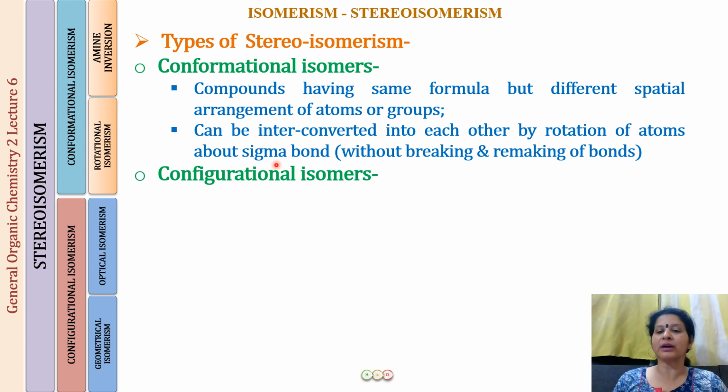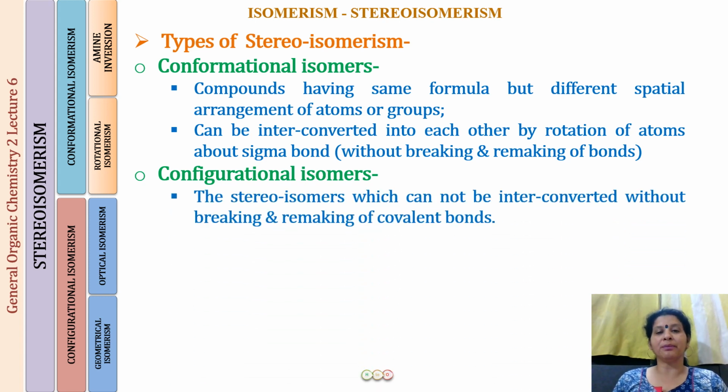So I will not be focusing more of your time on this. We will have detailed separate lectures on the possible isomerism and the differences in properties; everything we will discuss in a separate lecture. Now we have configurational isomers. Again, these are stereoisomers, so they are also compounds having the same molecular formula and the same structural formula, with different spatial arrangement of atoms or groups. But these stereoisomers cannot be interconverted without the breaking or remaking of covalent bonds. This is the difference.